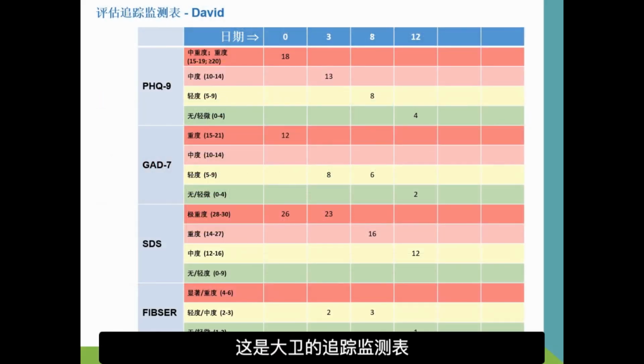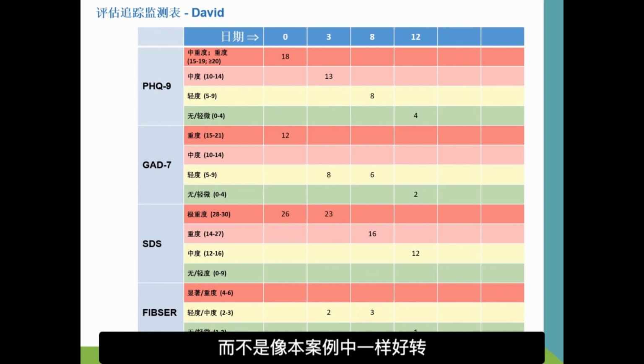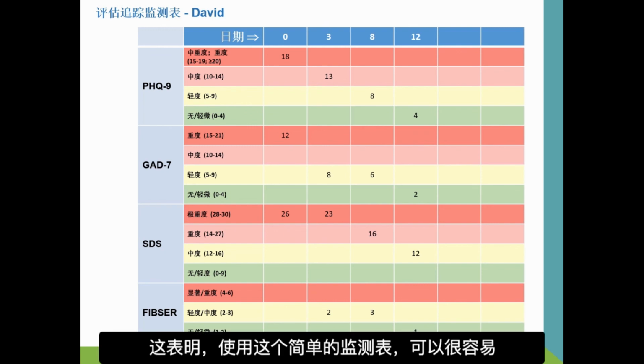This shows the monitoring form for David to show how, across a series of visits, by entering the scores according to the category of the scores, you can track his improvement over time and have an easy graphical representation of how he's doing. And importantly, you can see at a glance if he does not get better, if his scores remain high over time, rather than improving as it is in his case. And so that's how it's easy to track the scores on these 4 symptom measures using this simple monitoring form.